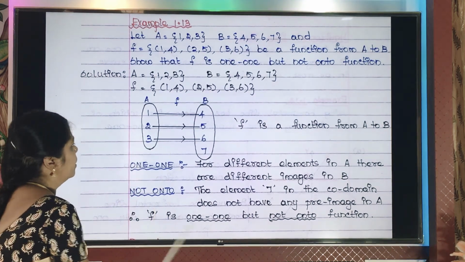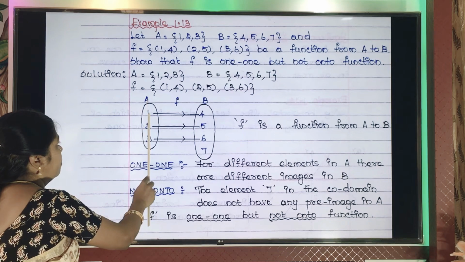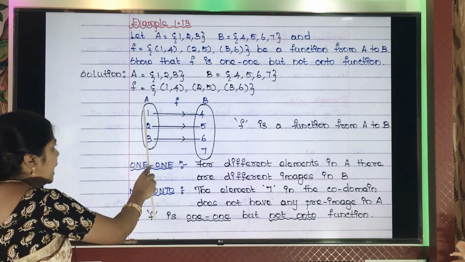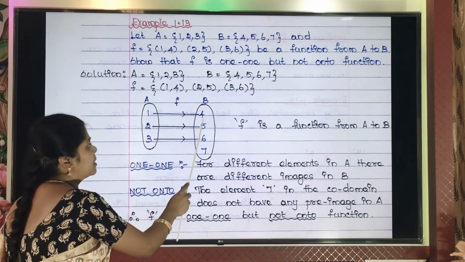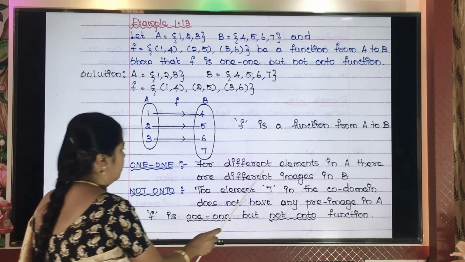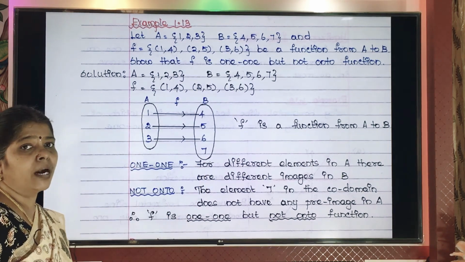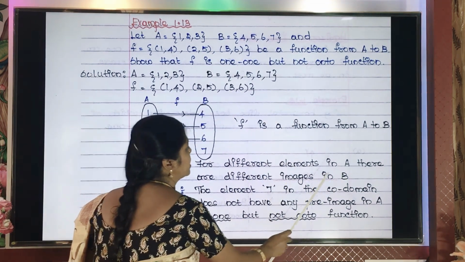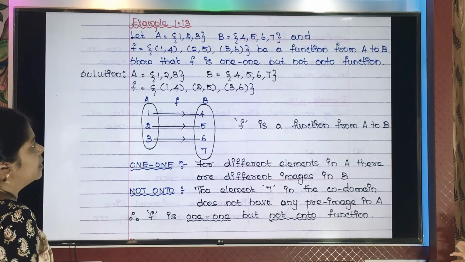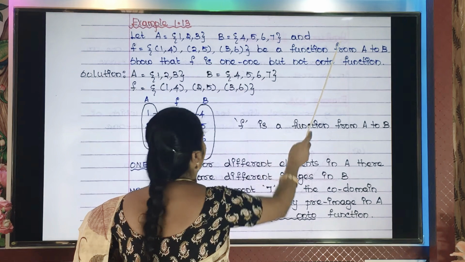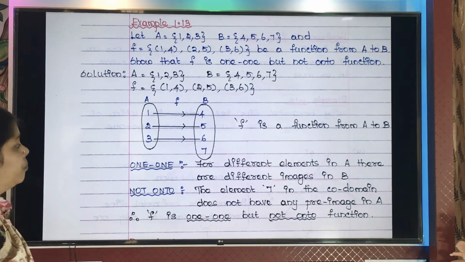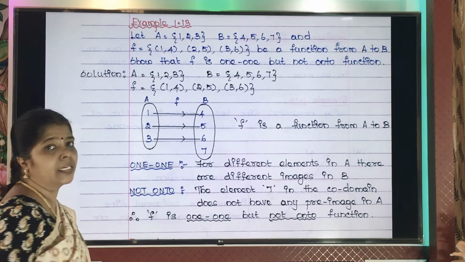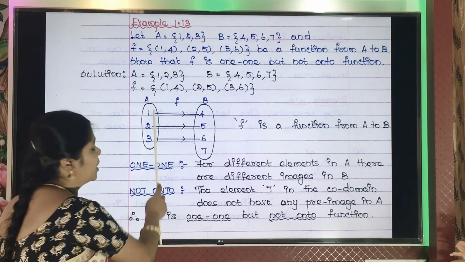Now one-to-one. You see here, if you take set A, all these elements have different images here. So different elements in A have different images in set B. Therefore, we say that this function is a one-to-one function. Now, next we need to prove it is not onto. How to prove that it is not onto? The element 7, if you see, does not have any pre-image in set A.